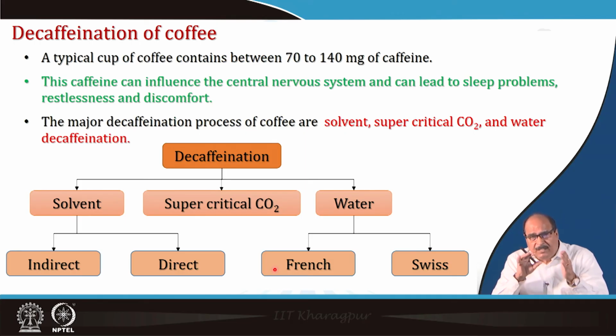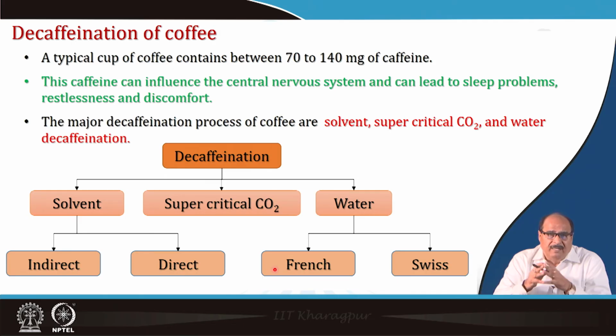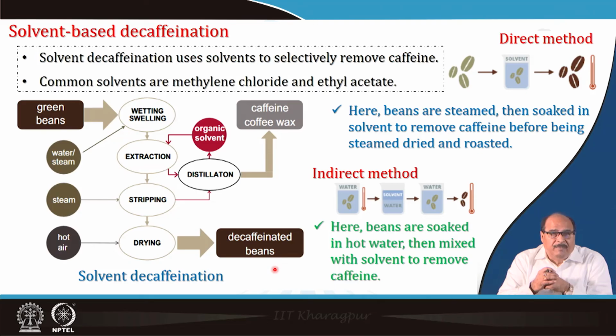So, this caffeine is removed partially or fully, and even zero caffeine coffee can be made available using special decaffeination methods. Commonly used methods for decaffeination include solvent extraction, supercritical carbon dioxide, or water decaffeination methods. The solvent based decaffeination uses solvents to selectively remove caffeine. Solvents normally used are methylene chloride and ethyl acetate.